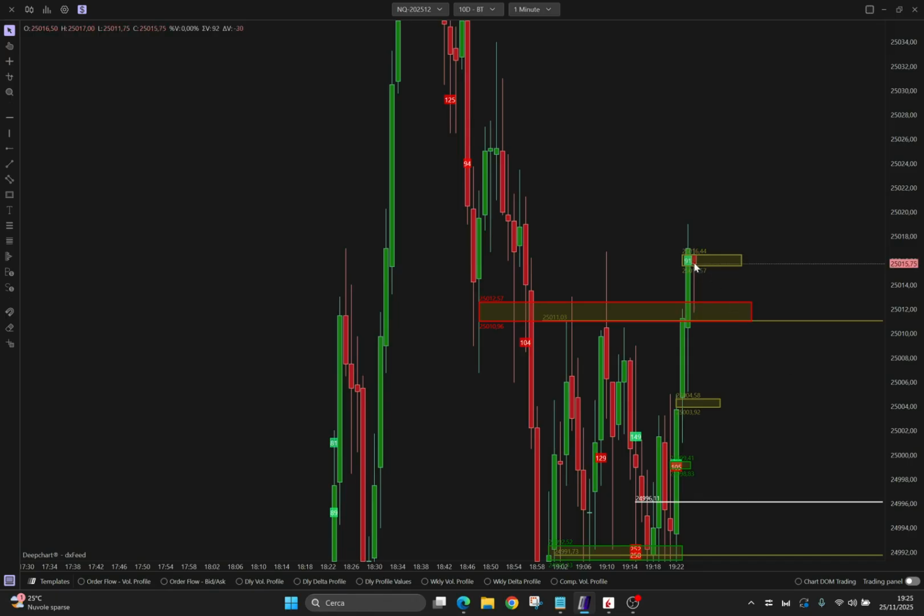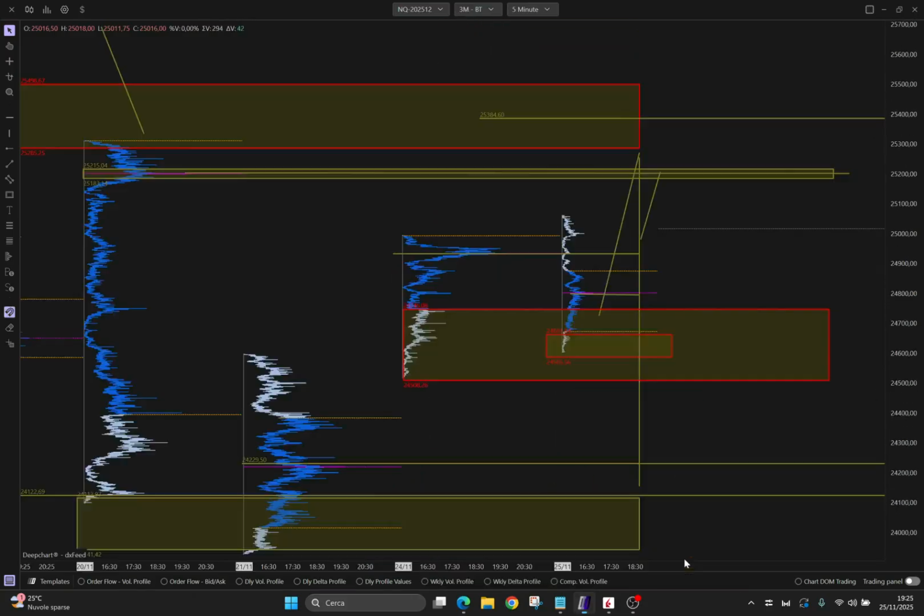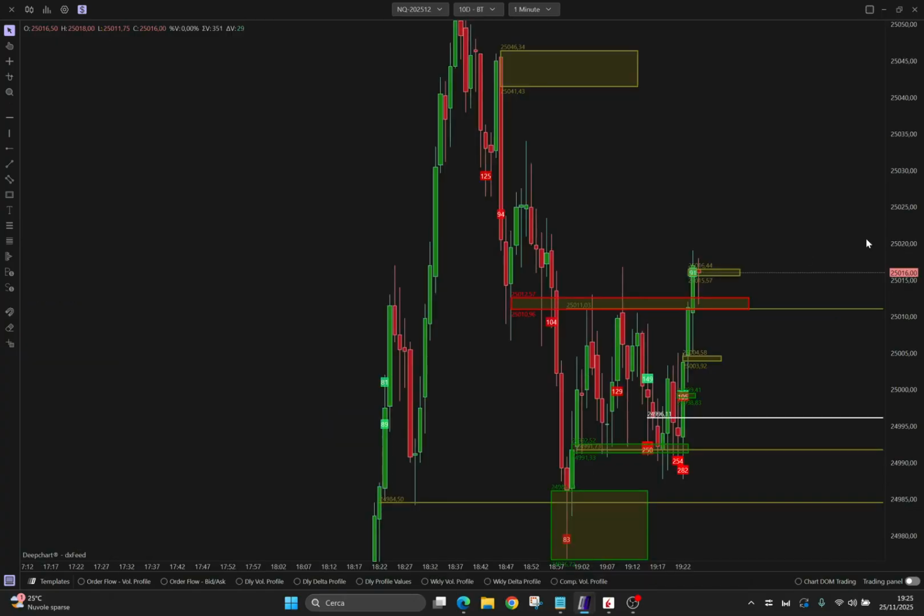Look at this. The sellers responsive auction closed the gap here, this micro gap, and they got rejected at the decision point. Let's go to the long term. We are here. What we want to do is reach the top of the range, the one that we marked here.